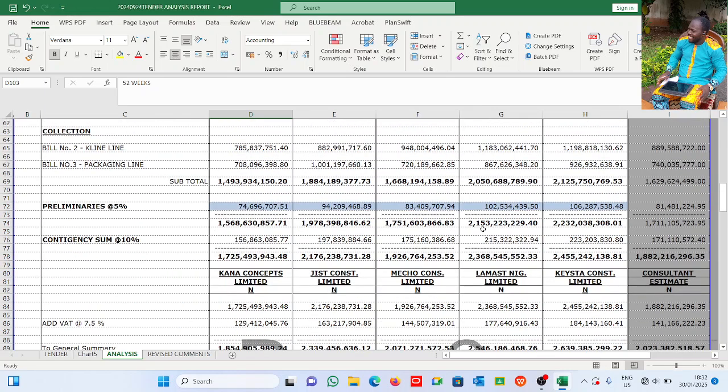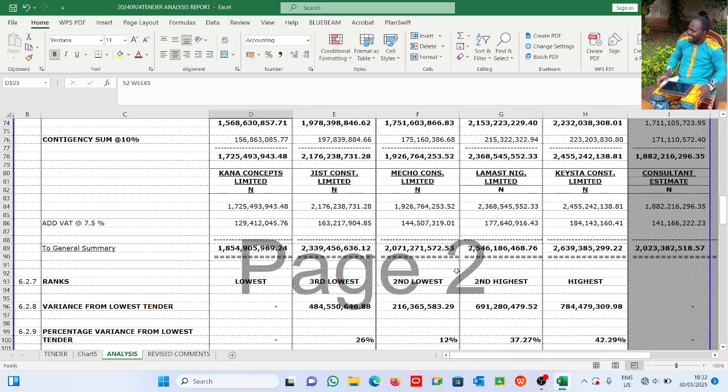From this analysis, of course, you already know which is the lowest and which is the highest, and from here you already know how to advise the client.